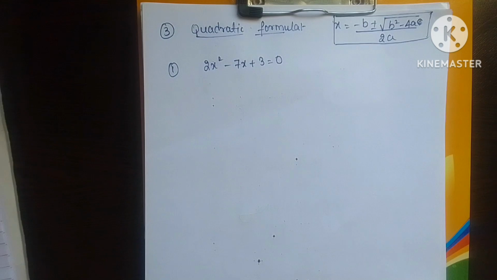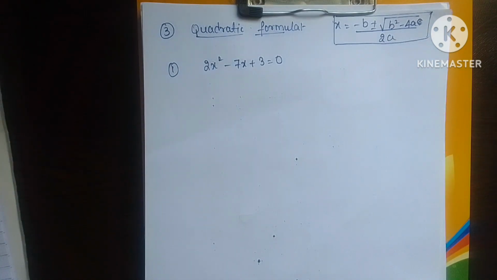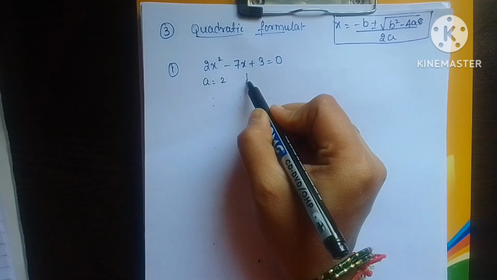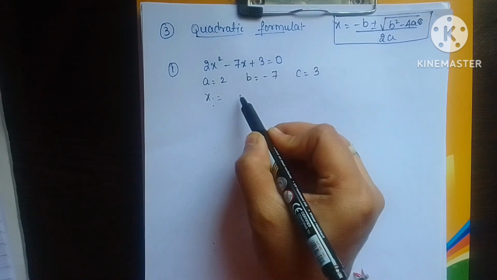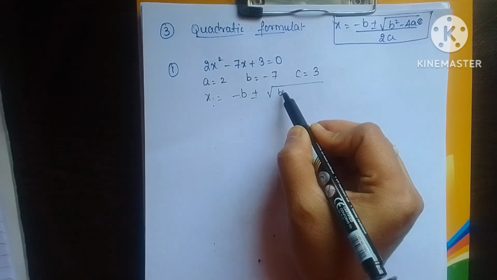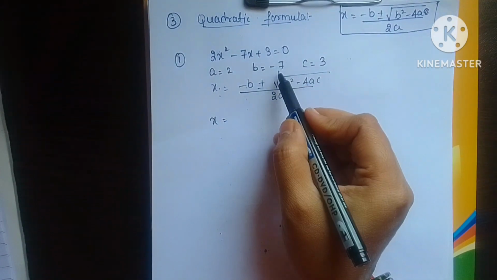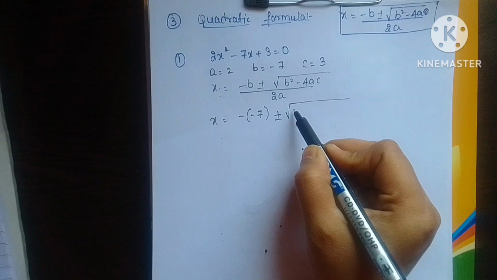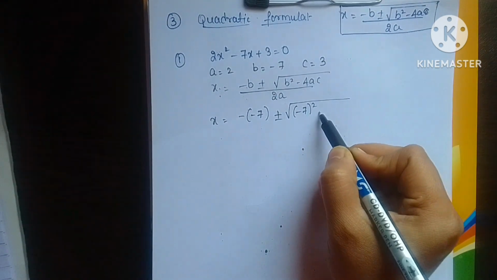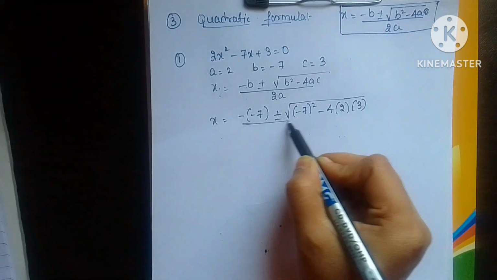The third method is the quadratic formula. By using the quadratic formula, what is the formula? x is equal to minus b plus or minus square root of b square minus 4ac, by 2a. So in this question, a is 2, b is equal to minus 7, c is equal to 3. So now use the formula: x is equal to minus b, which is minus of minus 7 because b is minus 7, plus or minus square root of b square, minus 7 whole square, minus 4 into a is 2, c is 3, by 2 into 2.